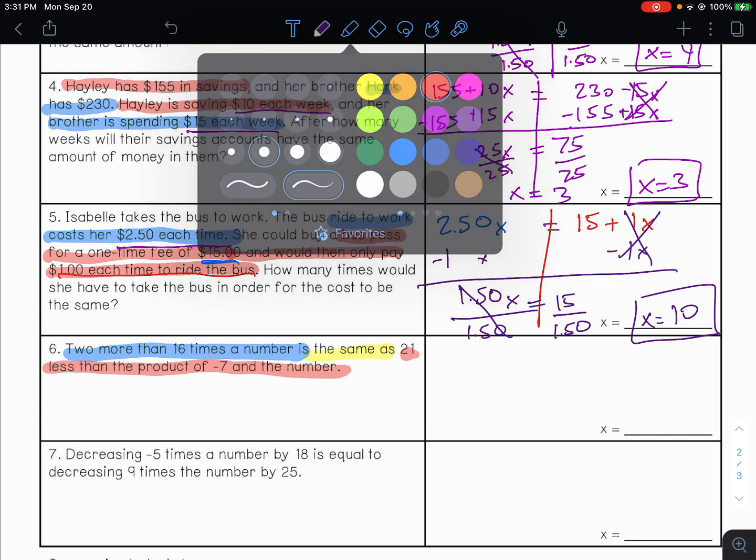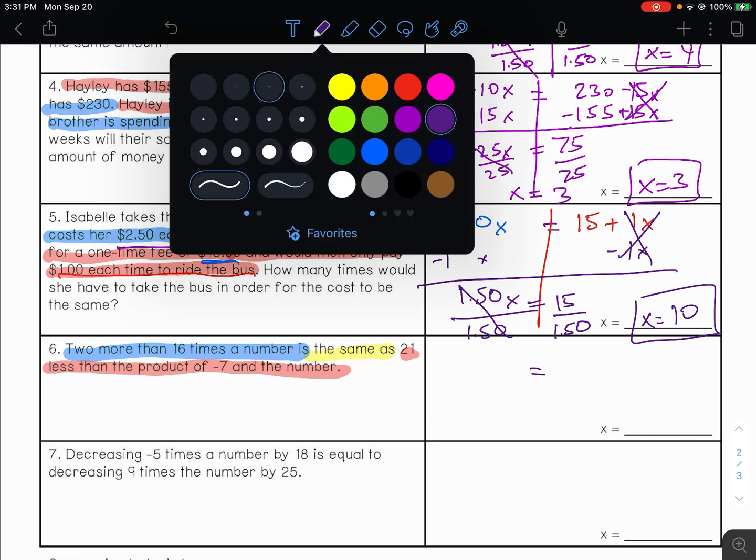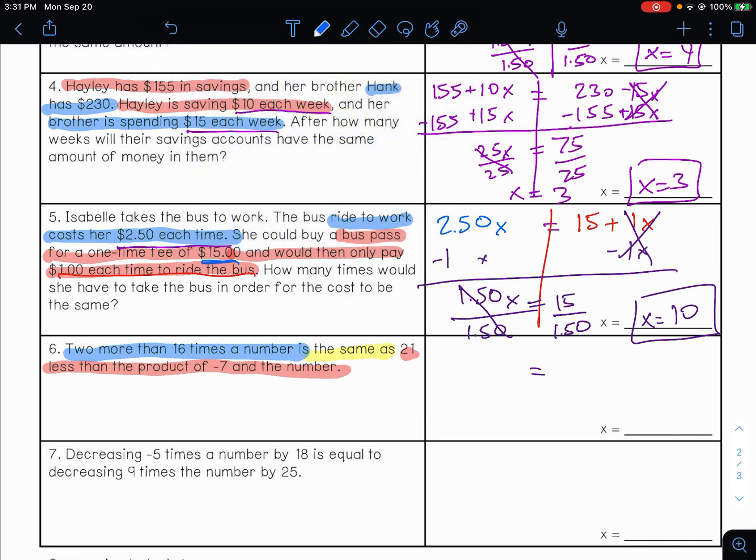So now we have to write this out. What is our first side? 2 more than 16 times the number. Well, 16 times the number is 16x. 2 more than that is plus 2. On the other side, we have 21 less than the product of -7 and a number. So the product of -7 and a number, that's -7 times a number, times x. 21 less than that would be subtracting 21 from that.